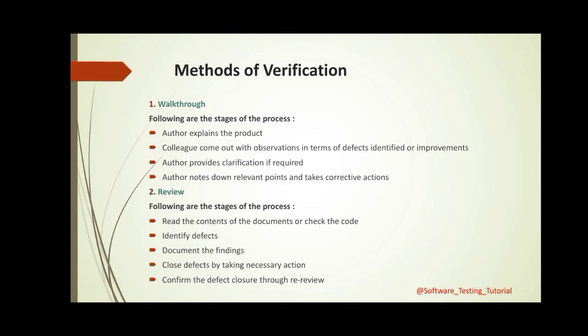Second one is review. This is a more formal method, a planned activity for conducting verification. It uses a well-defined process to find the defects. Following are the stages of the process. Read the content of the document or check the code, identify the defects, document the findings, close the defects by taking necessary actions, confirm the defect closure through re-review.